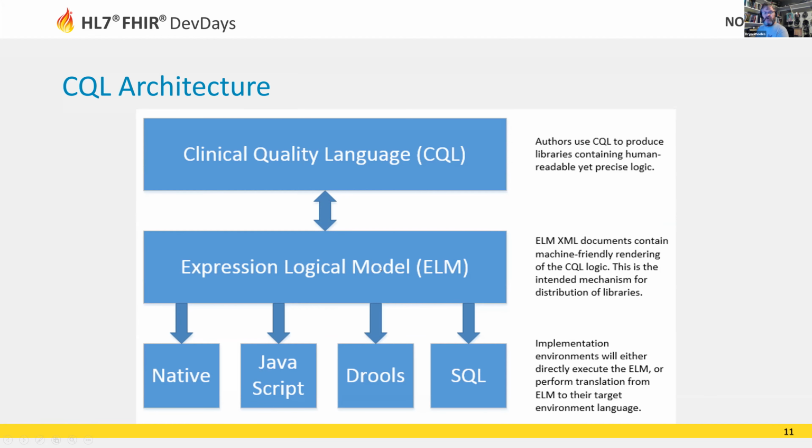And this machine readable format is bidirectionally equivalent to the CQL, but it's built in a way that focuses on language processing applications. So it's as easy as possible to pick up and start writing something like a native expression evaluation engine, or a transpiler to JavaScript, or a compiler that spits out Drools rules for execution in a production rules environment, or even translation to something like SQL for execution against a relational backend.